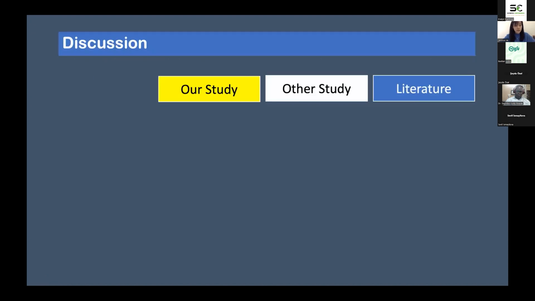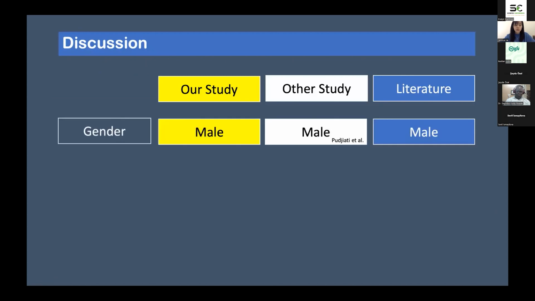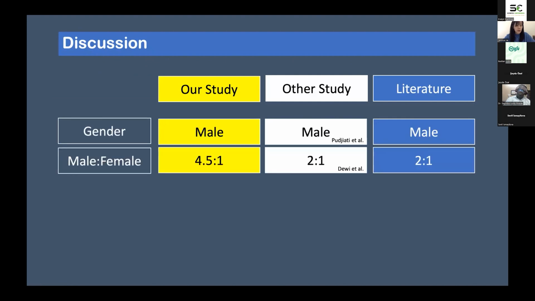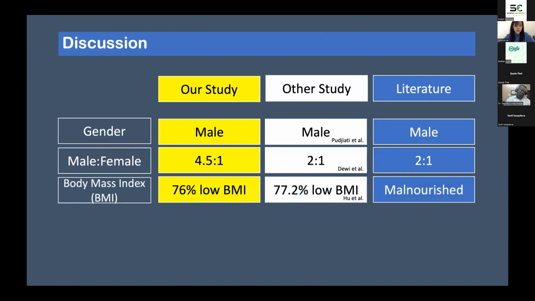For the discussion, our study showed the majority were male. This was in concordance with another study by Pujati et al. and the literature. Although we had a slightly higher male to female ratio, the majority of our patients had low BMI. This was also in concordance with the literature and another study by Hugh et al., which explains that the malabsorption of nutrition from diarrhea along with low intake is the main cause of the malnutrition.